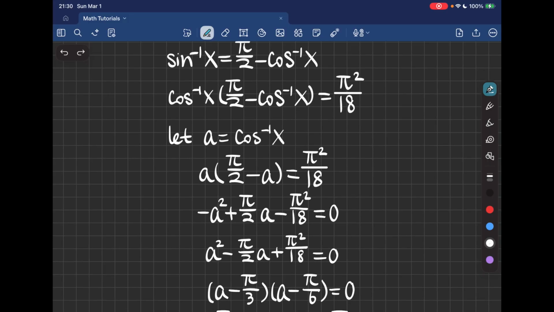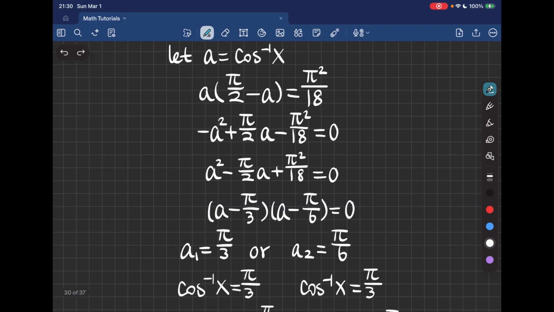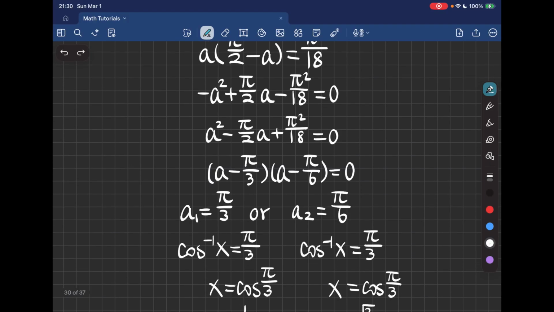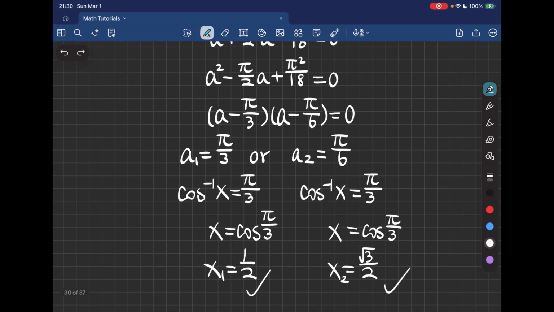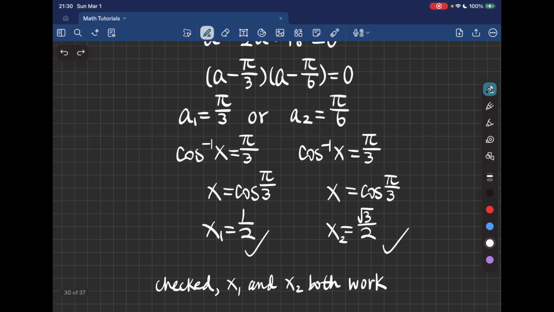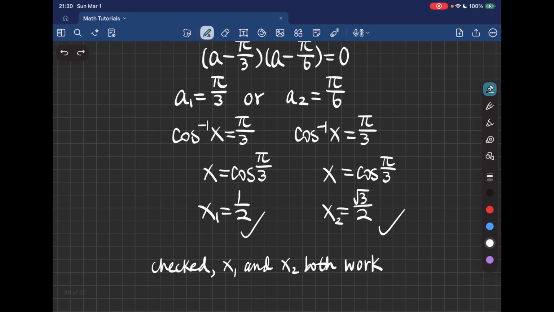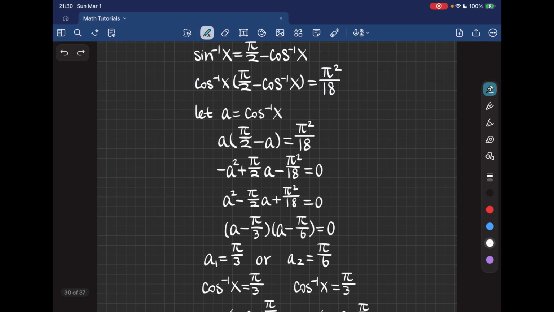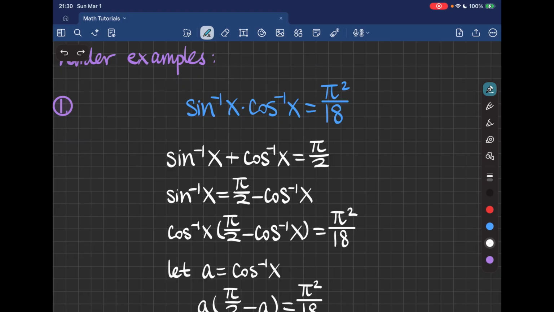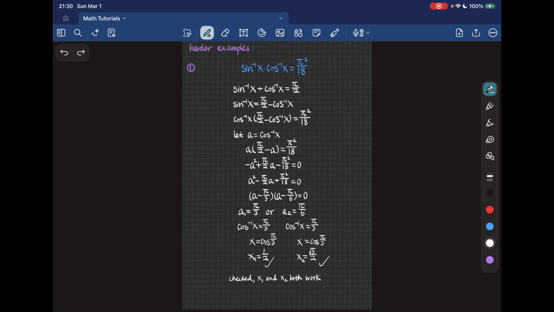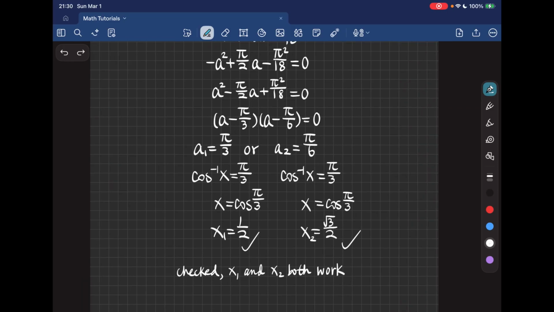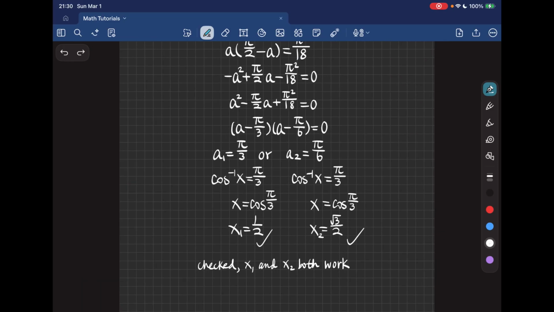And it's kind of messy to have arc cosine in there, right? So I will let a equals arc cosine x and solve this quadratic equation. You just factor it into the product of these two differences, and then you'll be able to get a1 and a2, and then x1 and x2, and then you can just check them by substituting them into the original equation, and if they match, then yeah, they both work. So that's the answer. x equals 1 over 2 or root 3 over 2.